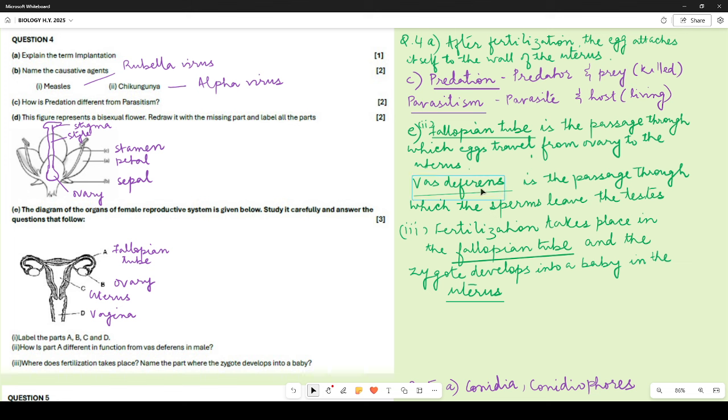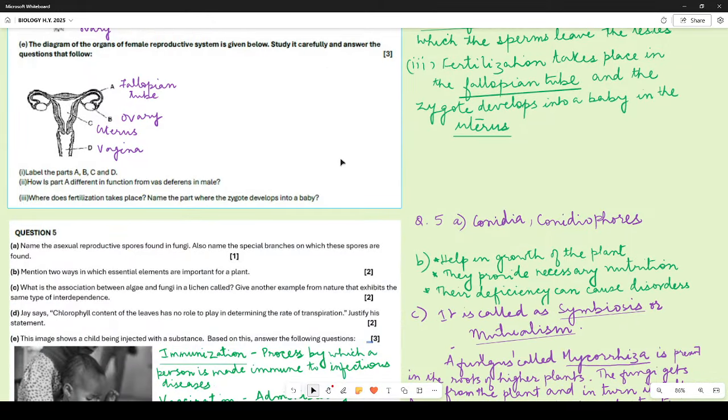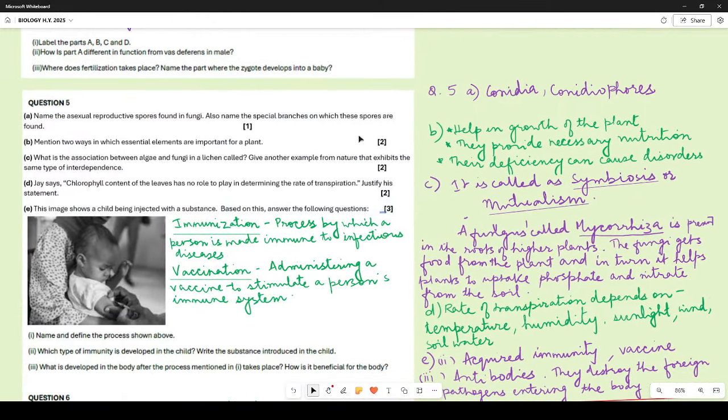They both are tubes through which the respective gametes travel, right? And if someone writes that in the fallopian tube the fertilization takes place, that is also correct. Vas deferens is the tube through which the sperms leave the testis. Where does fertilization take place? Fertilization takes place in fallopian tube or oviduct, and the zygote develops into a baby in the uterus because it is implanted over there. Now let us come to the last question over here.